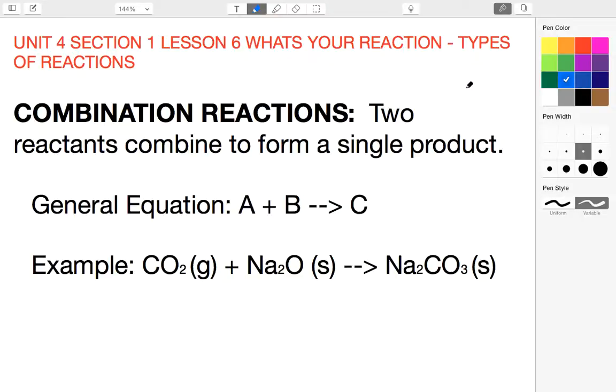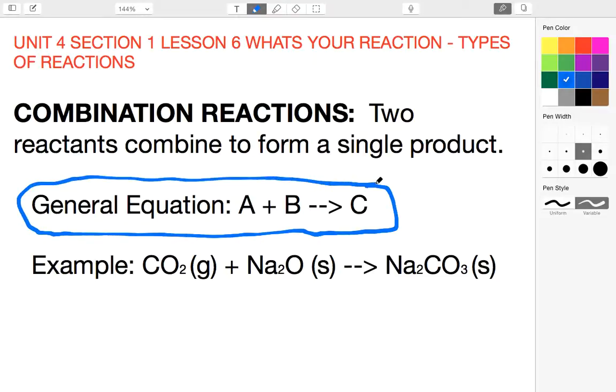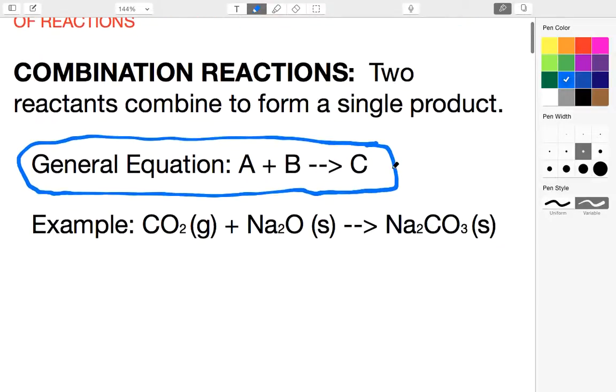So let's talk about the first type of reaction, combination reactions. It's when two reactants combine to form a single product. In your textbook, you should have seen a lot of these where it just gives you the general equation. A, B, and C don't represent any sort of element. It just tells you that in a combination reaction, you usually have two compounds and they get smushed together to make one compound. That's basically what it is, right?